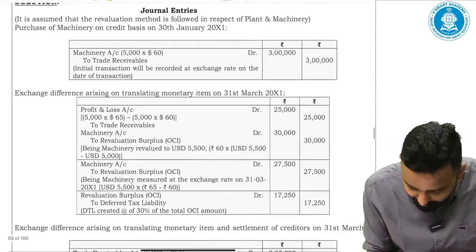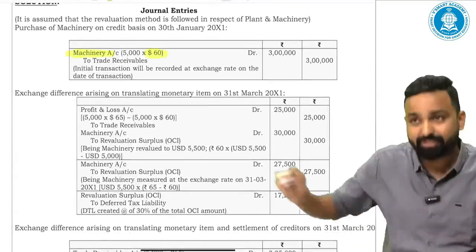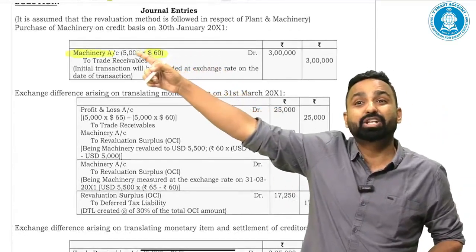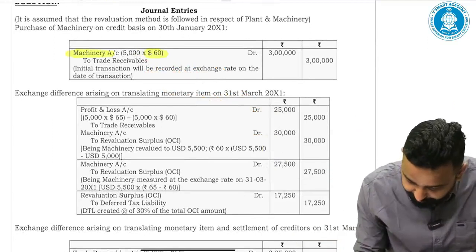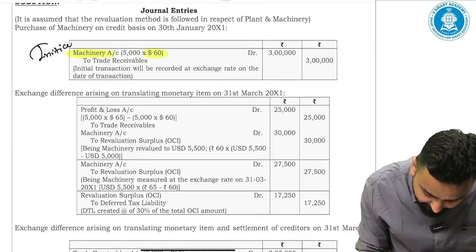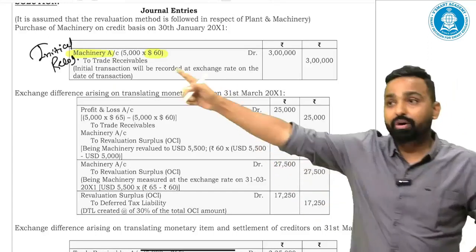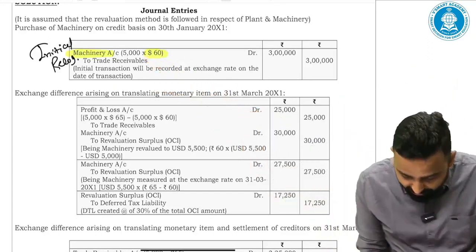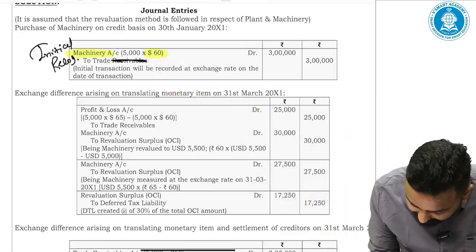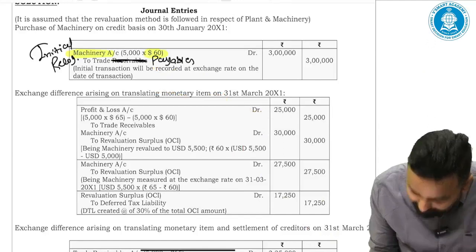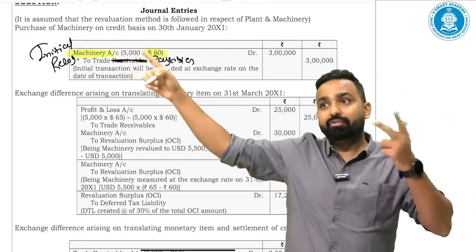In this question, we first of all recorded the machine at 60 rupees. So it was an initial recognition at the spot rate, $60. Then we recorded the trade payable. Sorry, it is not a trade receivable, it is a trade payable. So we recorded machinery, and we recorded trade payables.